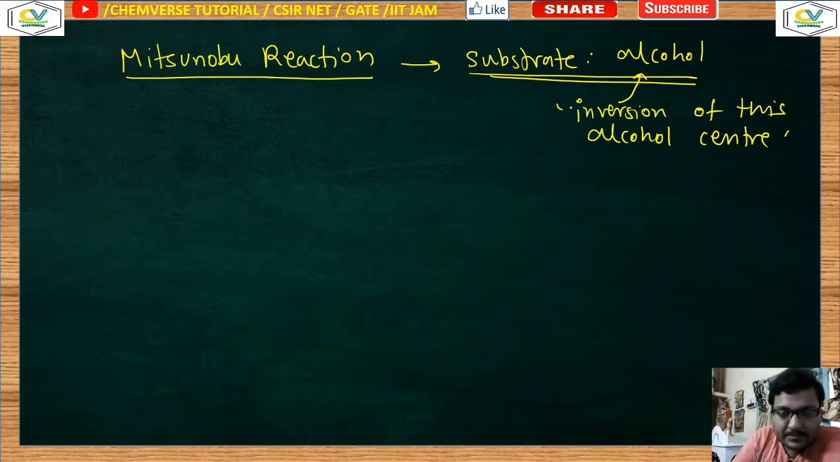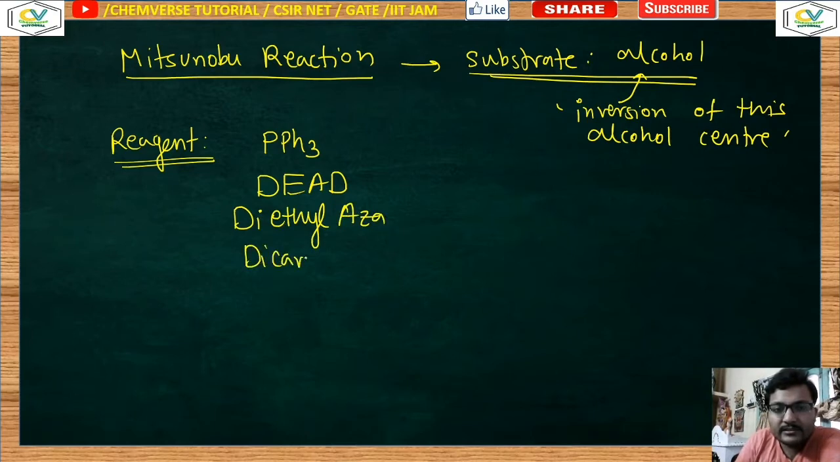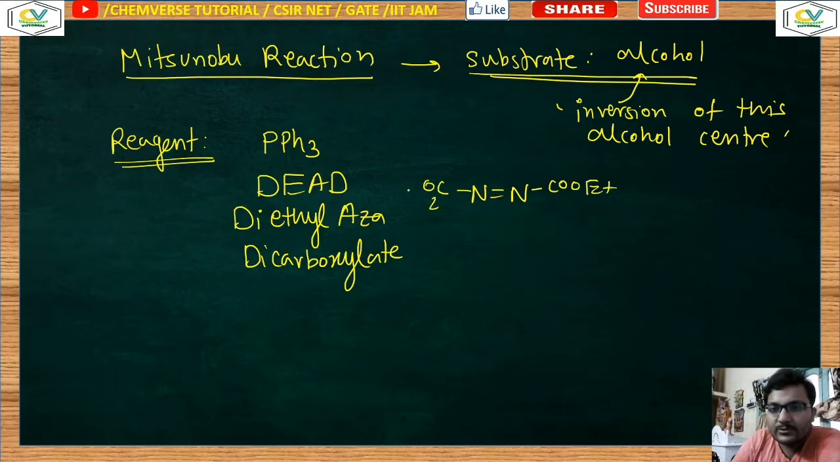So we have discussed the substrate. Now what are the reagents? The reagents are triphenylphosphine and DEAD. This DEAD is diethyl azodicarboxylate. The structure of DEAD is something like this: N=N with CO2Et on one side, and CO2Et on the other. So this is your DEAD molecule.